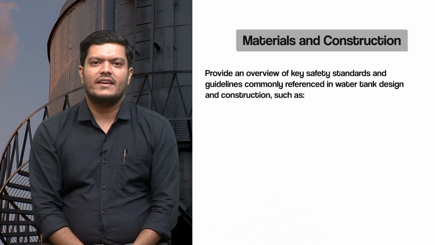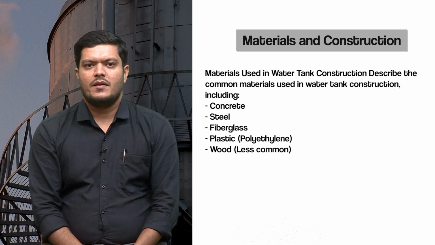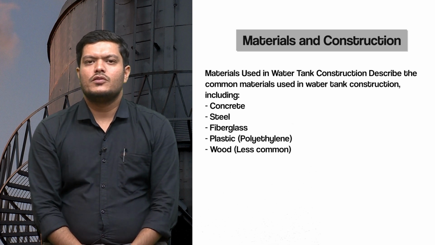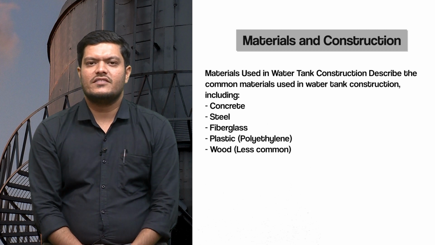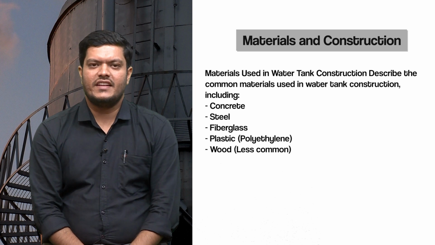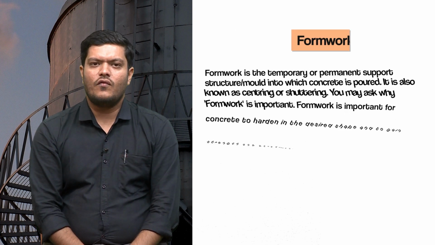Now, materials and construction. Materials used in water tank construction include concrete, steel, fiberglass, plastic that is polythene, and wood, which is less common. Construction best practices: formwork.